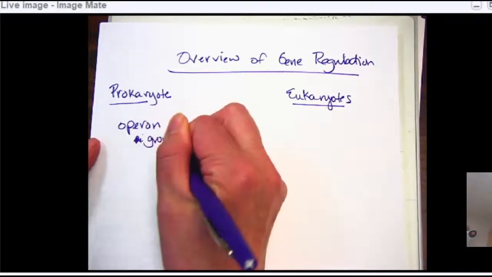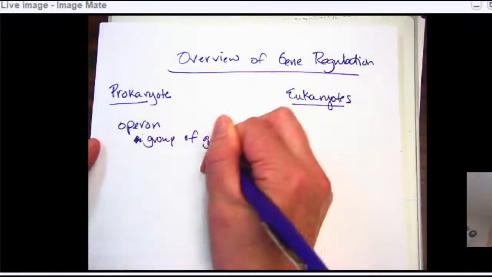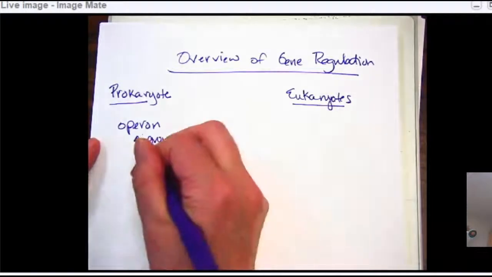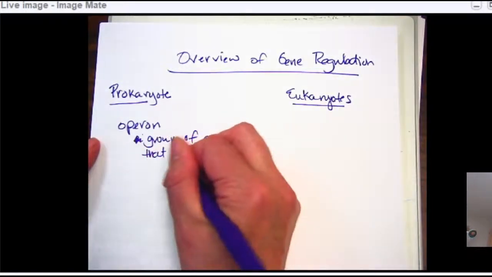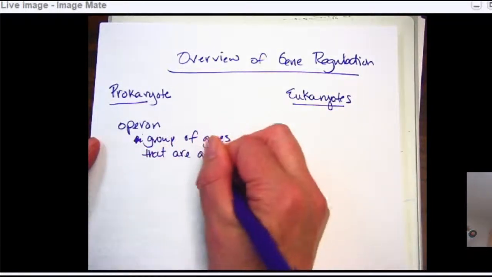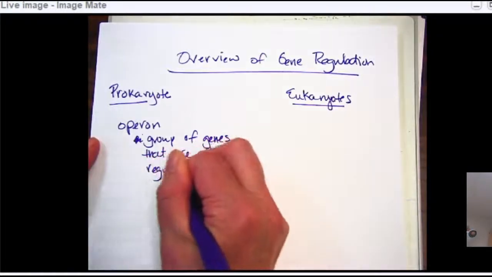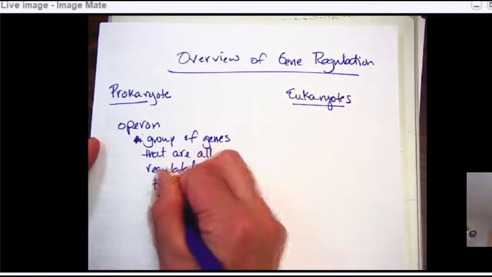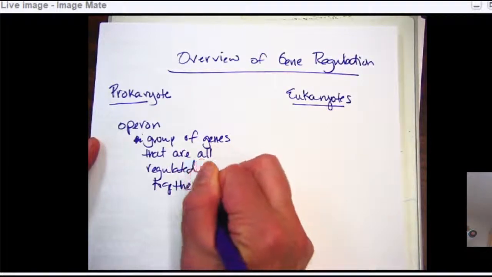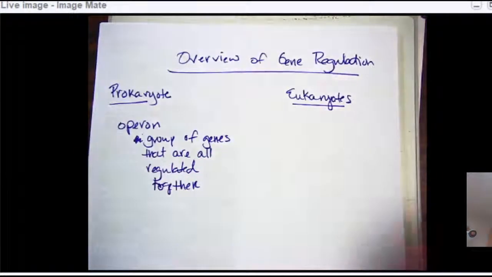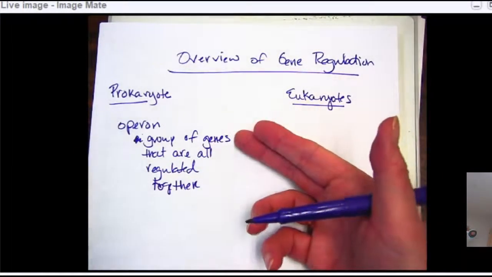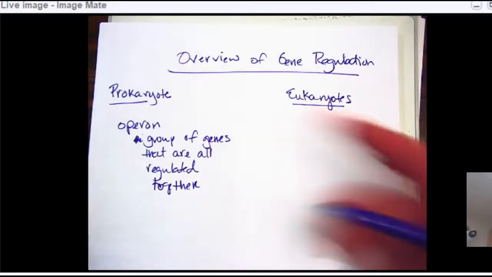Normally, an operon happens when there's a group of genes and they're all regulated together. And because of that, usually those genes all work together on a common process.